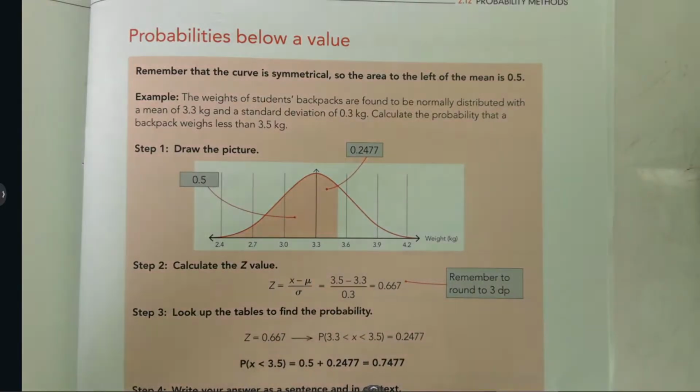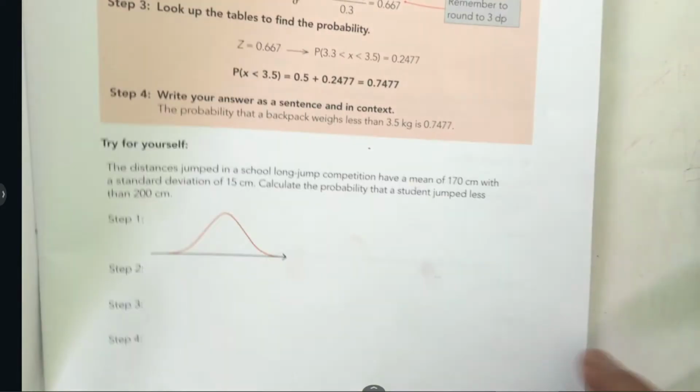Kia ora. We're continuing with Walkermaths 2.12 probability methods, and we are starting at page 23. I'm just going to burn through as many of these questions as I can as walkthroughs.